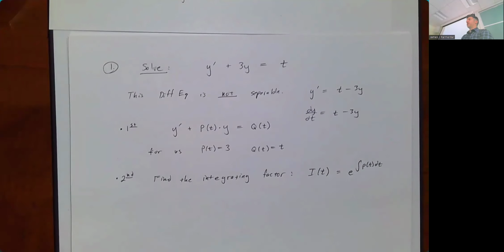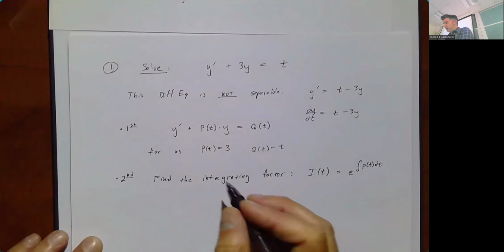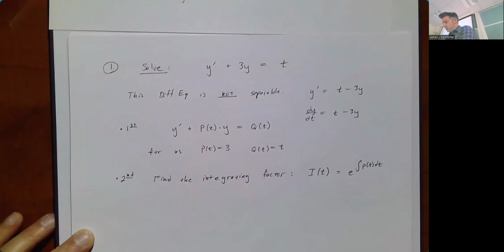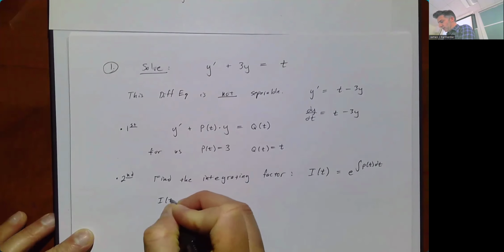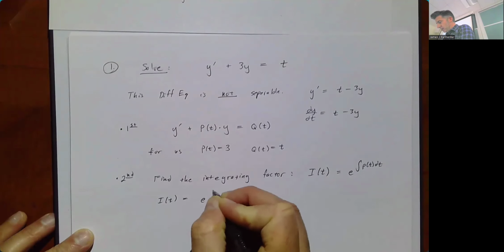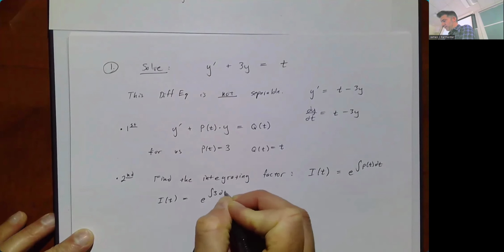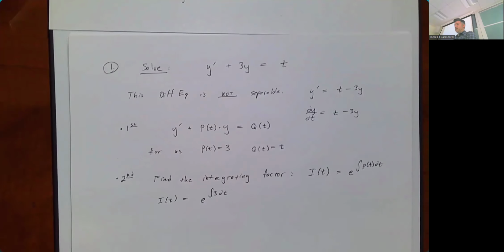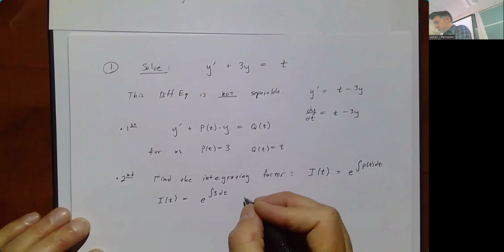There is a reason we're doing this. We'll explain in a little bit here. For now, let's just do it and we'll see where we get. So in this case, our p of t is just 3. So our I of t is going to equal e to the integral of 3 dt. The integral of 3 is 3t.